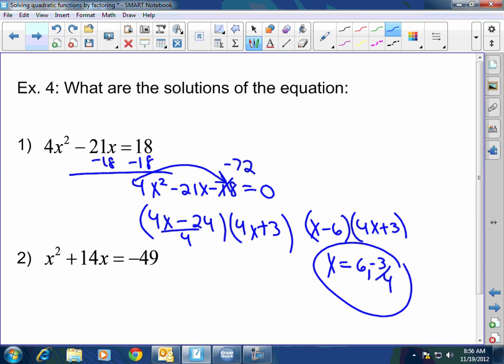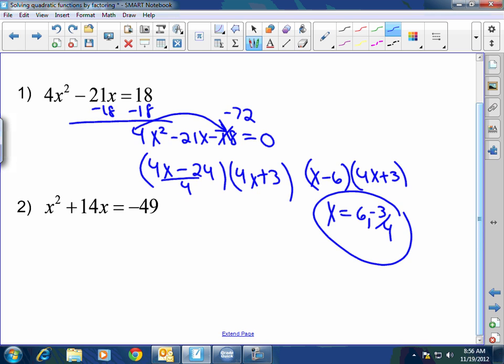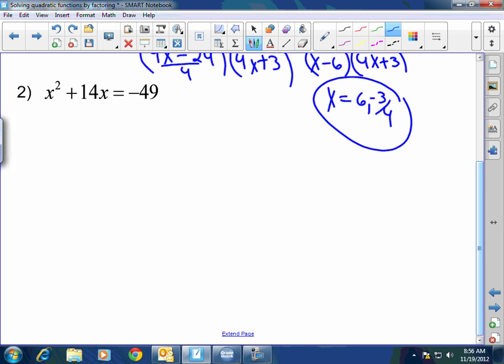Next, same thing. Can we do anything with this equation in this format? No, so I'm going to have to subtract 49 from both sides. Add 49 to both sides, sorry. Pay attention, Mr. Morrow. So that's 49.